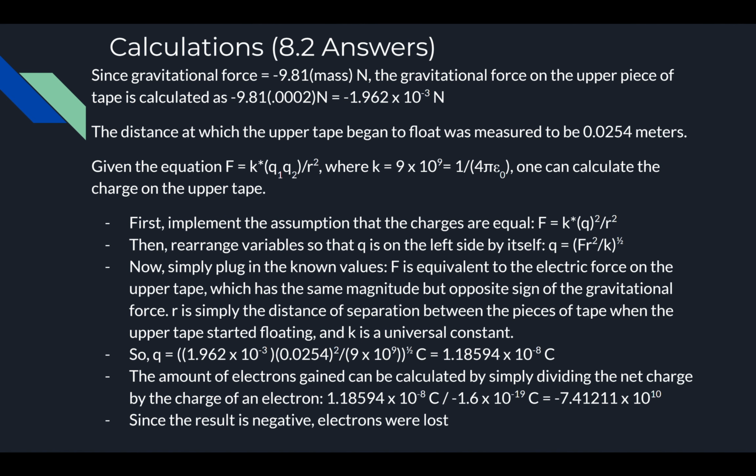Here's some more calculations. I'm not going to run through them all, but basically we calculate the gravitational force, and then you can see there the distance at which I measured between the tapes. And then we'll start with Coulomb's law, and then derive an equation where Q is alone on the left side. We'll plug in our numbers and get our result. And then we can continue from that by calculating the number of electrons that were gained or lost, in this case lost.